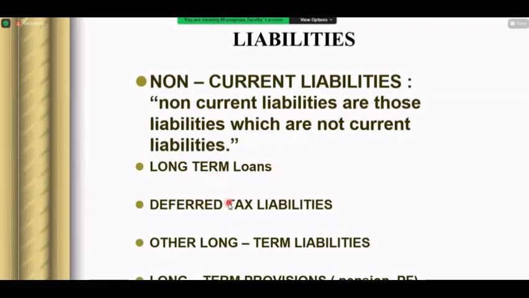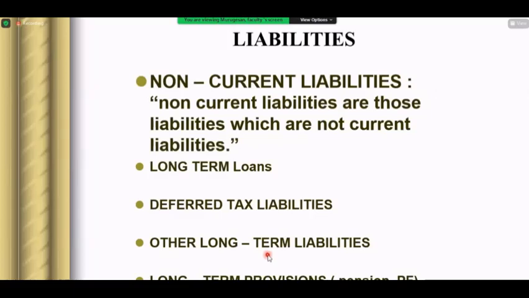Okay, friends? Deferred tax liability. Sometimes the assessed tax has to be paid over a period of time. It will be spread over a period of time to give relief to the company. So that is called deferred tax liabilities. So that is also an NCL. NCL means non-current liability.